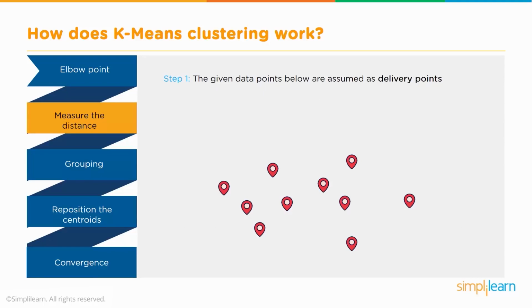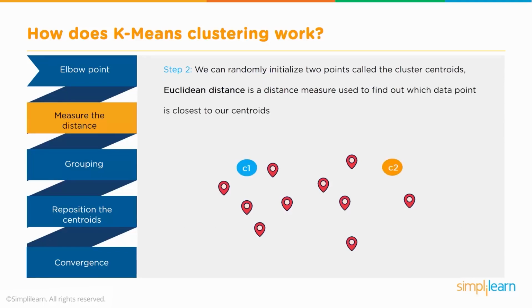Okay, now that we've got the value of k, and let's assume that these are our delivery points, the next step is to assign 2 centroids randomly. Let's say C1 and C2 are the centroids assigned randomly. Now the distance of each location from the centroid is measured, and each point is assigned to the centroid which is closest to it. For example, these points are obviously closest to C1, whereas this point is far away from C2. So the points closest to C1 will be assigned to C1, and the locations close to C2 will be assigned to C2.